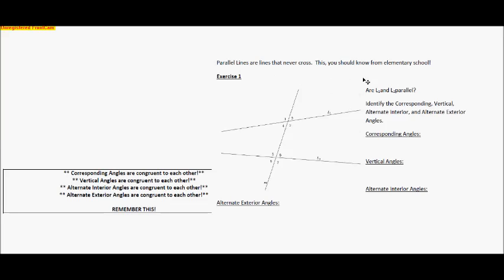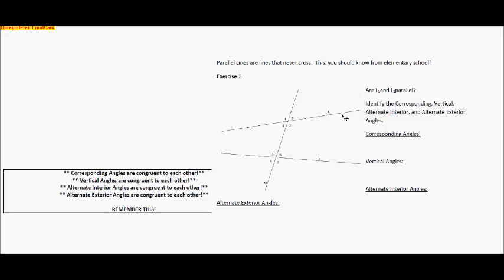And I put this up here. This is also on your note packet. It says parallel lines are lines that never cross. This you should know from elementary school. Alright? And even though these two lines here, it says are L1, L sub 1, and L sub 2, that means line number 1 and line number 2 parallel. It says, are they parallel?